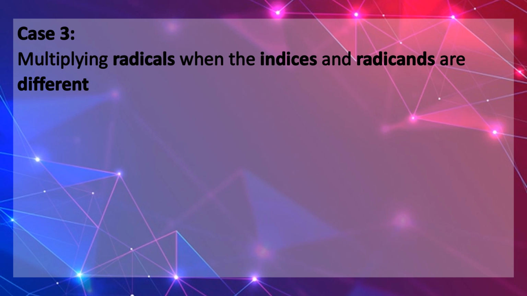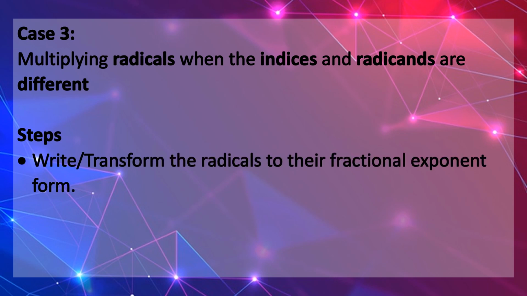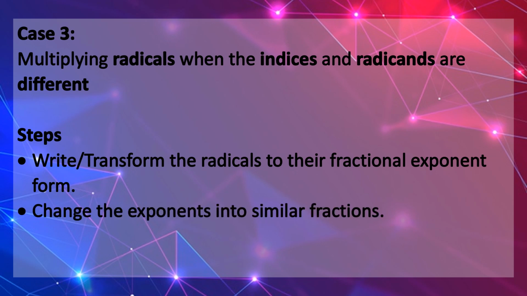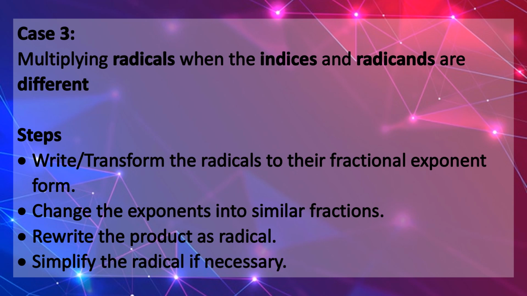For our third case, we have multiplying radicals when the indices and radicands are different. So here are the steps that you need to follow. First, you write or transform the radicals to their fractional exponent form. For our second step, you change the exponents into similar fractions. Next, you rewrite the product as radical. And for the last step, you simplify the radical if necessary.